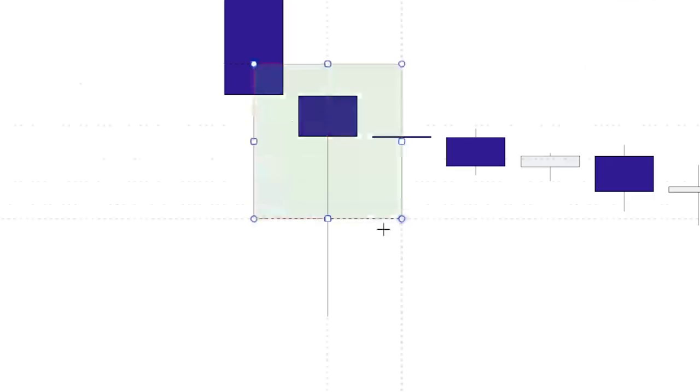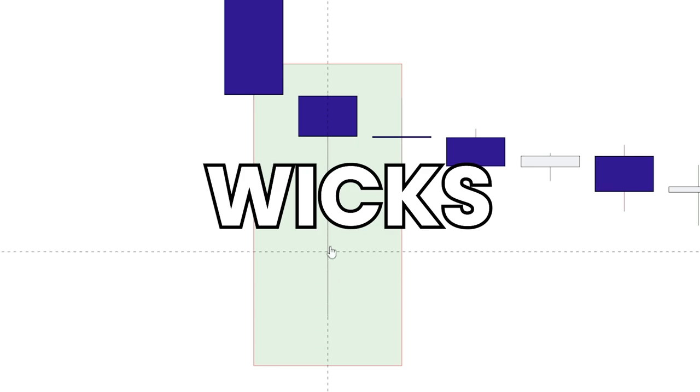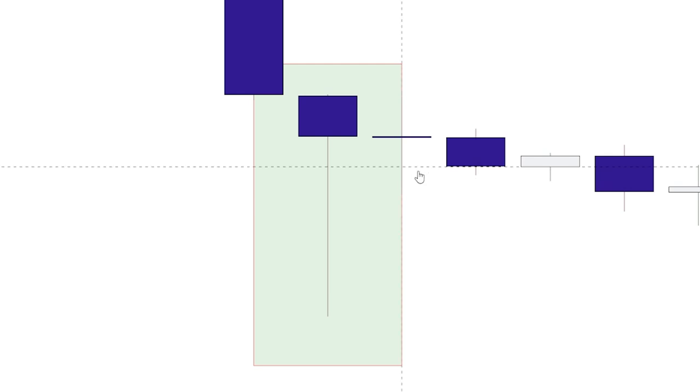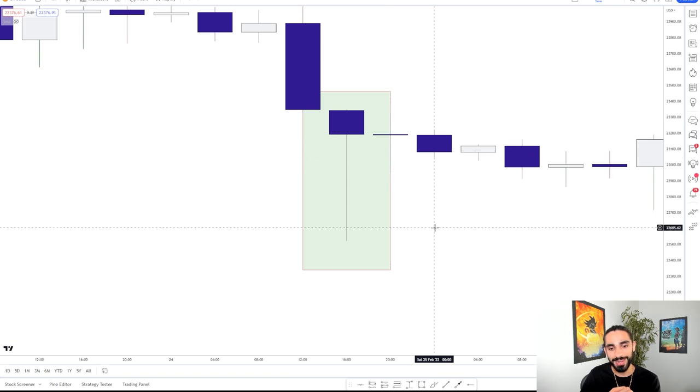Okay, so let's zoom in and take a look at this candle over here. The first thing I want to cover are wicks, this line over here, showing price movement outside of the body of the candle. That means if the wick is on the bottom here, the price has been pushed up all the way to the top here. That right there is a sign of bullish strength because the price came all the way down here, but buyers stepped in and bought it back up to the top.